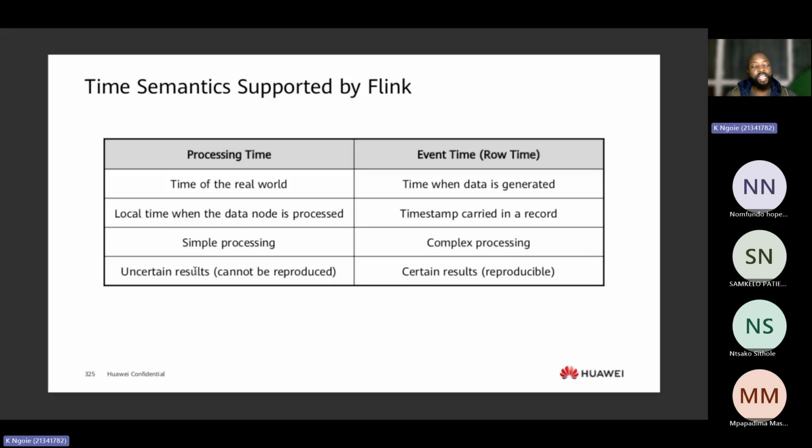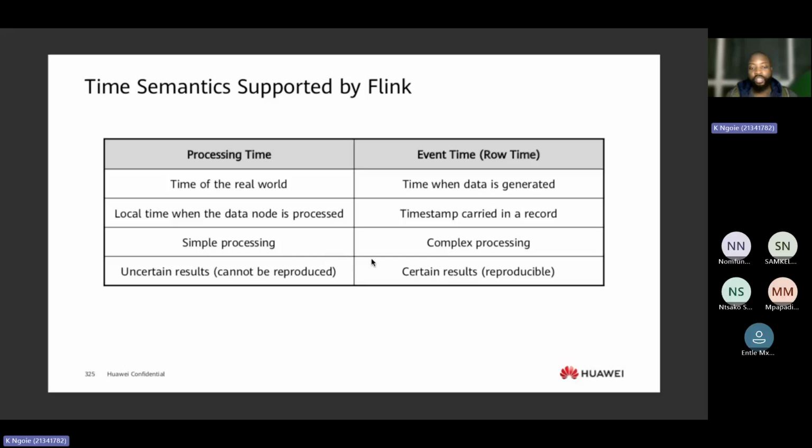Okay. So when do we use the processing time? We use the processing time when we're dealing with applications where speed really matters more than accuracy. For example, real-time monitoring, like for cameras or security, things like that. So the processing time is actually the time in the real world. It's basically the local time when the data node is processed. It is simple. It's used in simple processing.